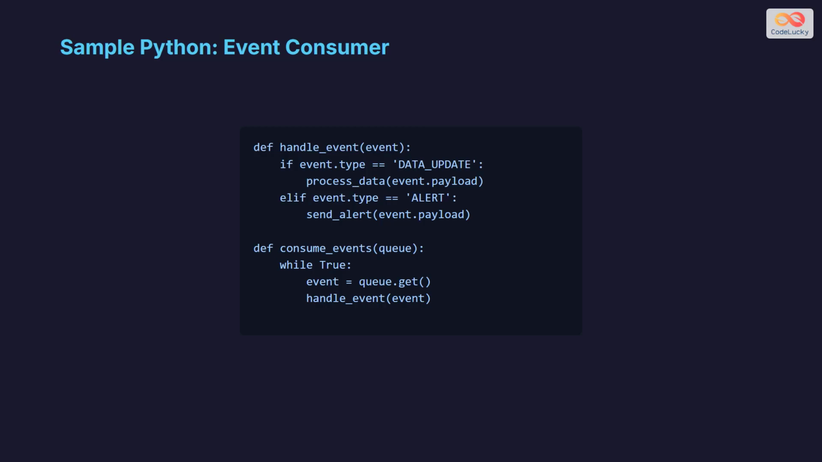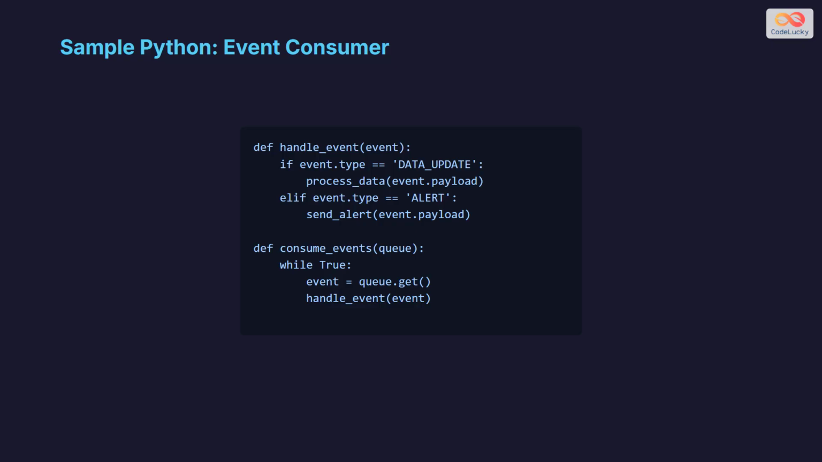Here is a sample Python code for an event consumer. It has a function called handleEvent which takes the event as the argument. Inside the function, if the event type is data update, the process data function is called with the event payload. Another conditional check is done to see if the event type is alert. The send alert function is called with the event payload.